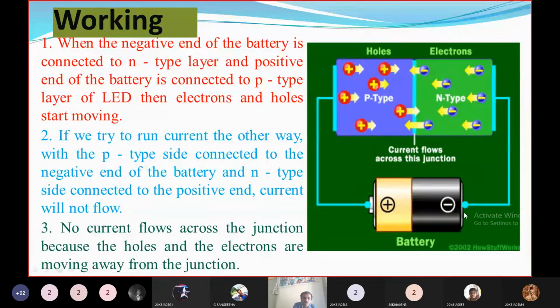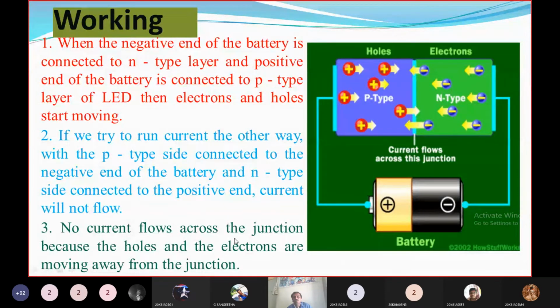Because electrons will move in this direction, and holes will move in this direction, in case of reverse bias. That's why there is no current flow. There is no current flow. So in that diode, no current flows across the junction because holes and electrons are moving away from the junction. Now, if you connect in forward bias, what happens?